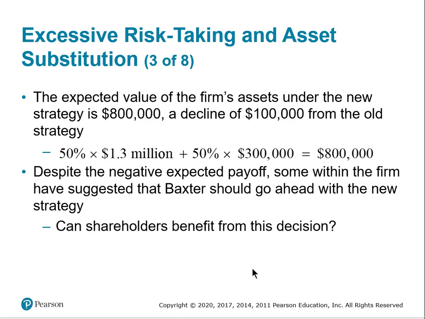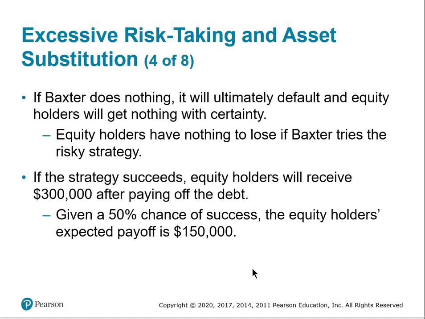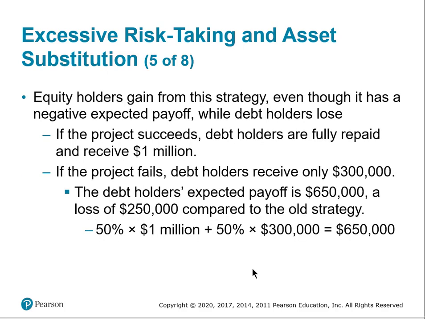new strategy. All right, can shareholders benefit from this decision? Well, if they do nothing, they're definitely going to get nothing, right? If the strategy succeeds, equity holders get $300,000 after they pay off the debt. So given a 50-50% chance of success, equity holders actually have an expected payoff of $150,000. So even though it has a negative net present value, shareholders may want this because they have a potential to gain.